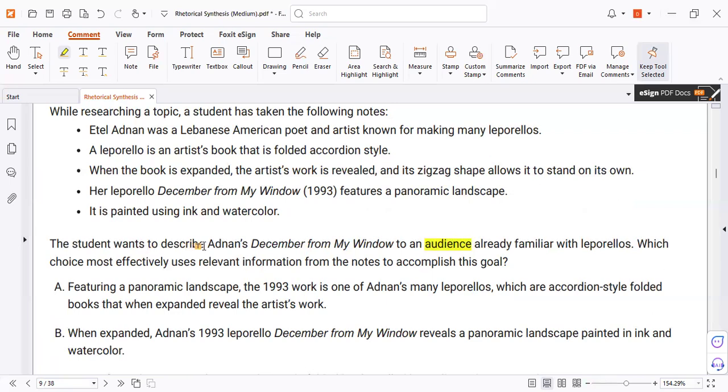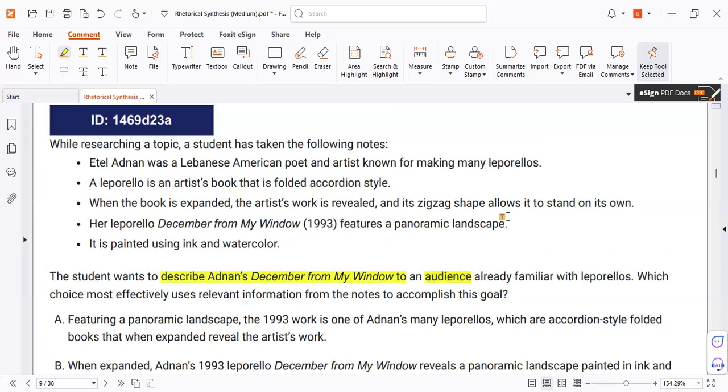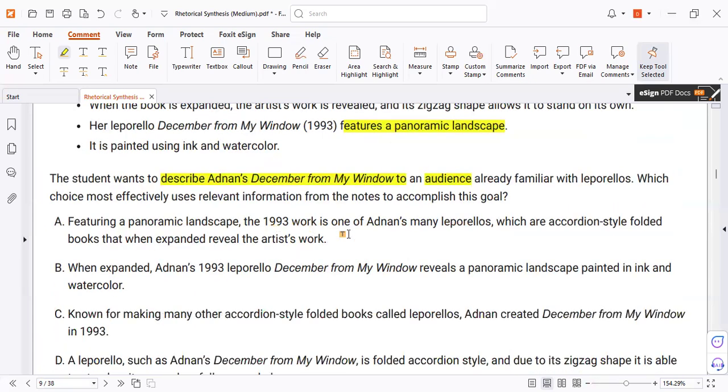The writer wants to describe a bland December from my window to an audience. So I need to describe this kind of thing. So what is the description? He said its features. Look, it's an artist's book that is folded accordion style. When the book expands, the artist's work is revealed. Its exact shape allows it to stand out. So we have definitions. Now we need to describe it.